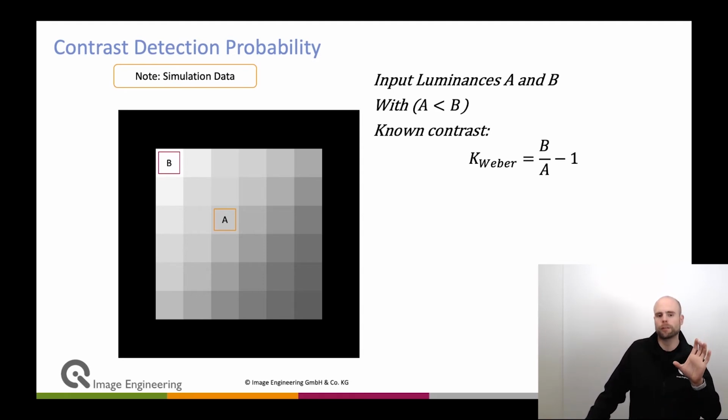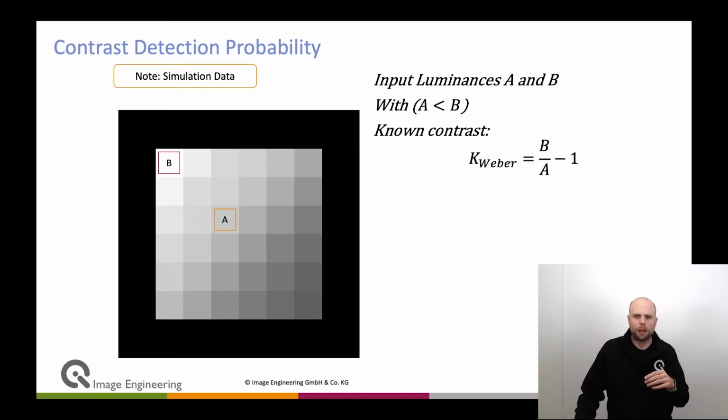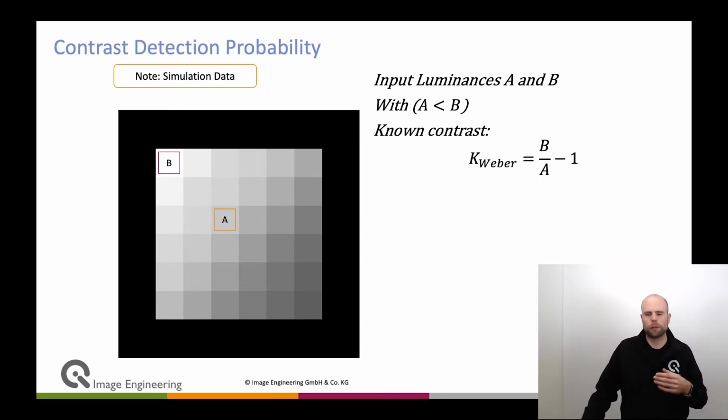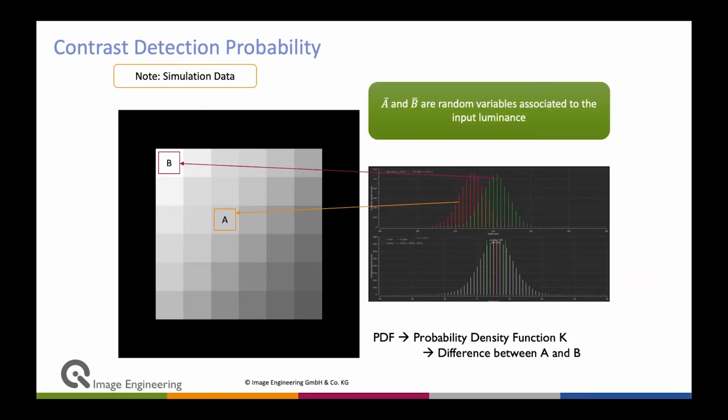Each of them has 36 gray patches. So that means that we have 216 gray patches, and from that we can always create pairs. In this example, we have patch A and patch B. They have a known contrast in luminance, and then we can sample all the pixels from A and B and create the probability density function from the difference between A and B.